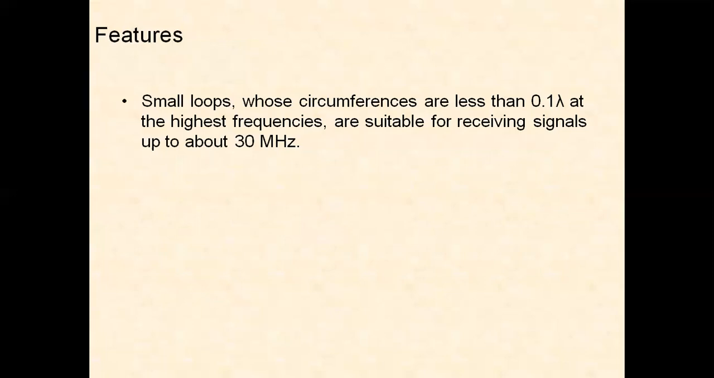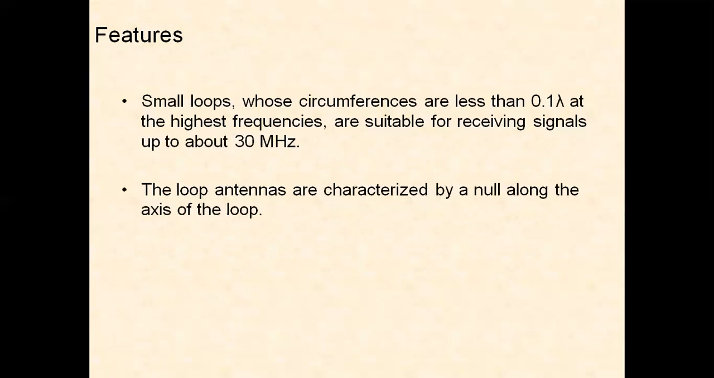Features: small loops whose circumferences are less than 0.1 lambda at the highest frequencies are suitable for receiving signals up to 30 megahertz. So we have small loops, that is, the circumference less than 0.1 lambda. They are suitable for receiving signals up to 30 megahertz frequencies.